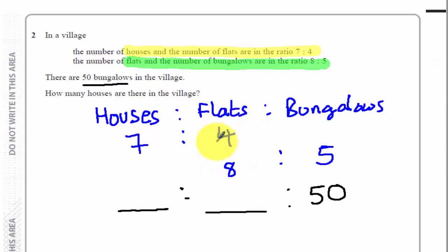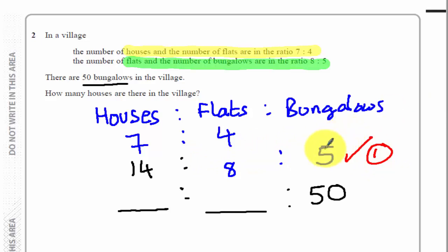So if I look in the middle here, this 4 gets doubled to be 8. So if I double the 7, which will obviously go to 14, I have a ratio of 14 to 8 to 5, and I've got all three types of buildings in one ratio here. That's one way, getting 14:8:5, of getting one mark.